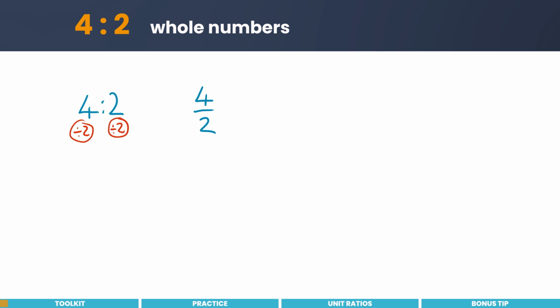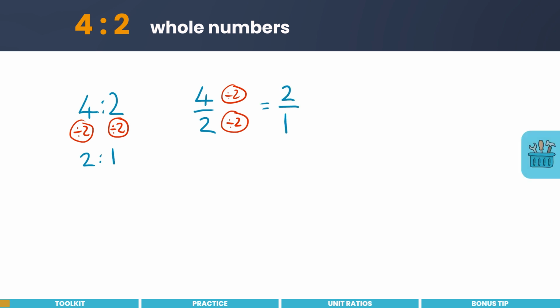This is an example of a whole number ratio. It's the simplest kind. Remember that ratios can be written as fractions too. To simplify these whole number ratios, we just want to look for common factors. With this example, the common factor is 2. So dividing both sides of the ratio, or the top and bottom of the fraction, by 2 leads to a simplified ratio of 2 to 1.